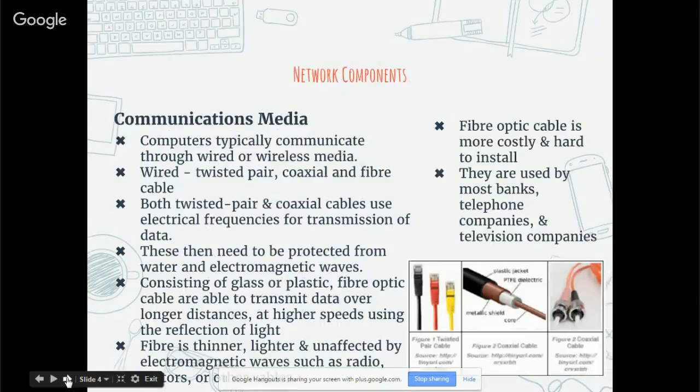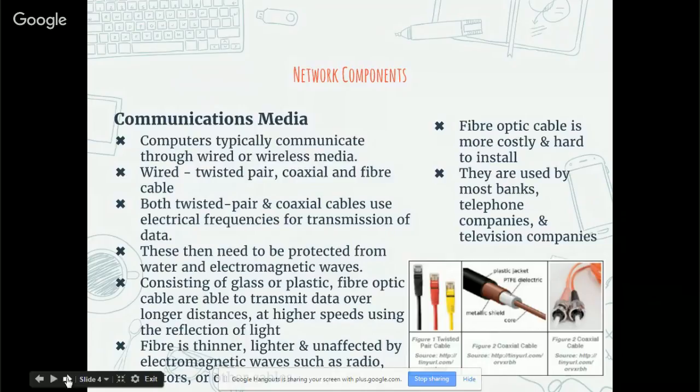And we're gonna breeze through. Network components include the different communication media, and computers typically communicate through wired or wireless media. Wired media includes something called twisted pairs, coaxial, and fiber cable. Both twisted pairs and coaxial cables use electrical frequency for transmission of data. They are protected from external forces like electromagnetic forces, like from the sun, or just like electrical wires and all that. You have to protect them.